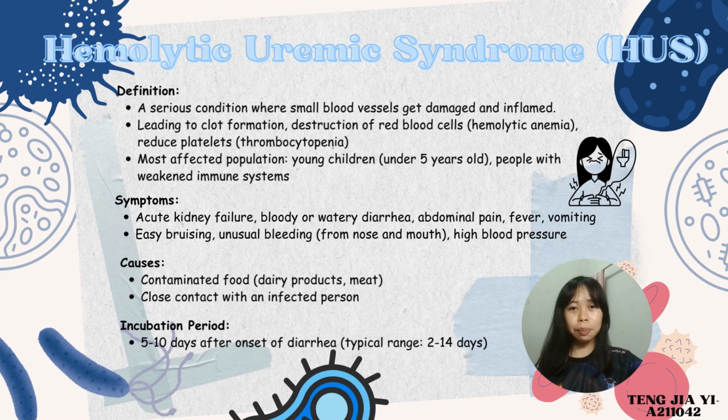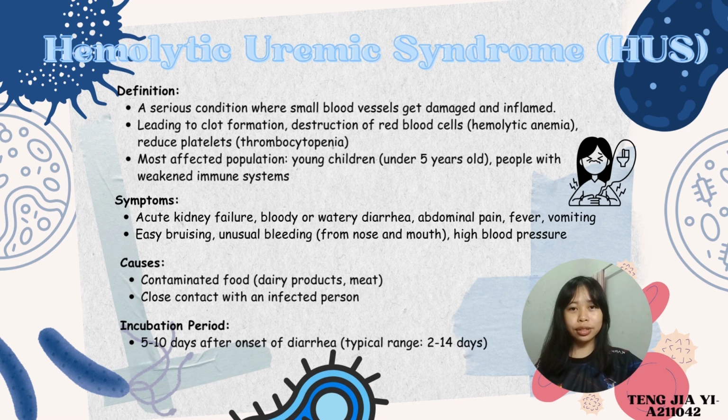The population most affected by HUS is young children under 5 years old, as well as people with a weakened immune system. The common symptoms include kidney failure, bloody or watery diarrhea, abdominal pain, fever, and vomiting. Patients may also experience extreme tiredness, easy bruising, unusual bleeding from the nose or mouth, and high blood pressure.